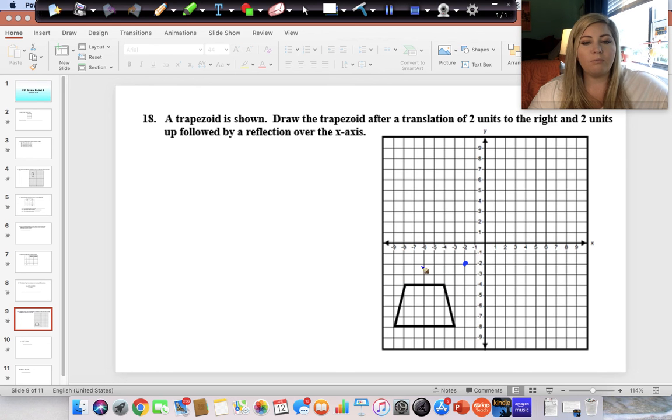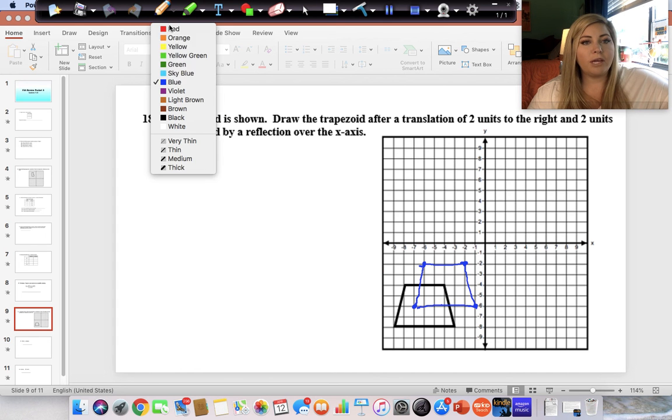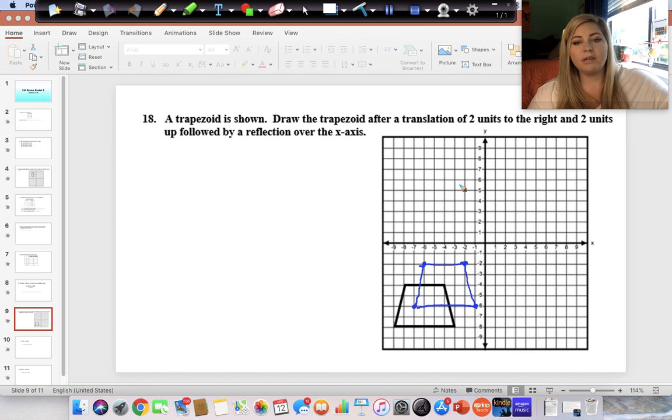I'm going to move all of my points first and then reflect it over the x-axis. This point, 2 units to the right and 2 units up, 2 units to the right and 2 units up, 2 units to the right and 2 units up. So this is my trapezoid, and then we are reflecting it still over the x-axis. So I'm going to get a different color so we can see the difference.